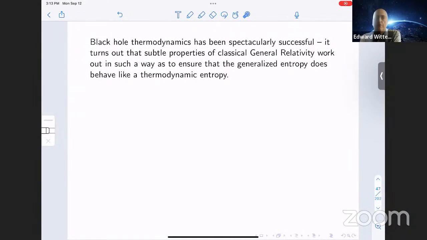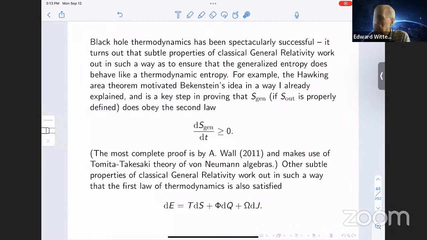Now, black hole thermodynamics has been spectacularly successful. It turns out that subtle properties of classical general relativity work out in such a way as to ensure that the generalized entropy does behave like a thermodynamic entropy. I already mentioned the most basic example, which is that the Hawking area theorem, which is a fairly subtle fact about classical general relativity, is part of the statement of the generalized second law.